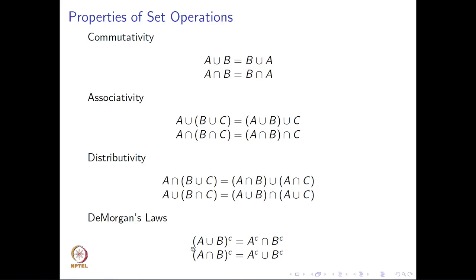According to the De Morgan's laws, the complement of the set A union B is equal to A complement intersection B complement. Similarly, the complement of the set A intersection B is equal to A complement union B complement. The De Morgan's laws presented here are for two sets. They can easily be extended for more than two sets.